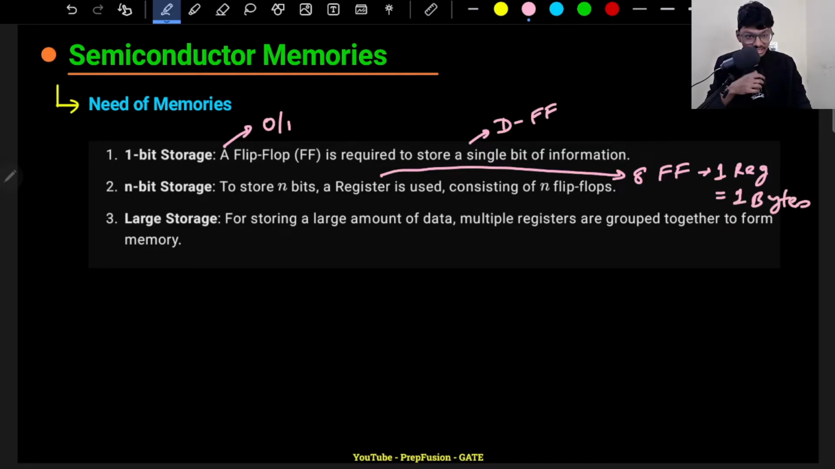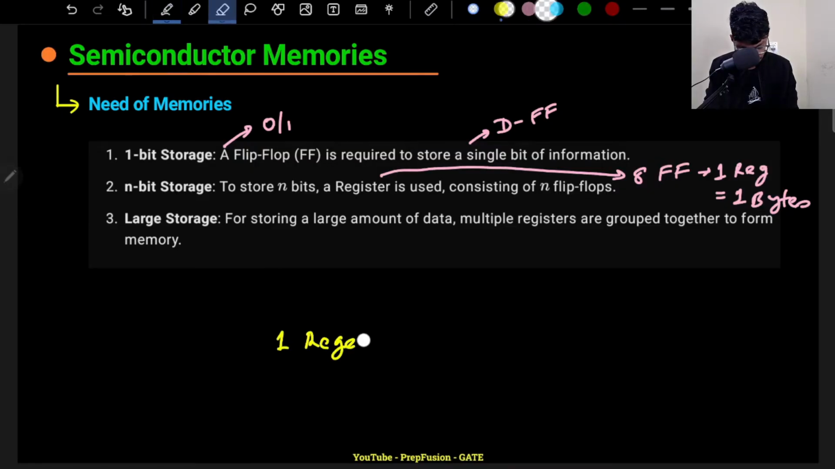This is nothing concrete, just a notation. One register can contain 16 bits as well. It depends on how they are making the registers. So basically we write one register is equal to 8 bits. That is the general case, but it may be different as well. It can be 16 as well.